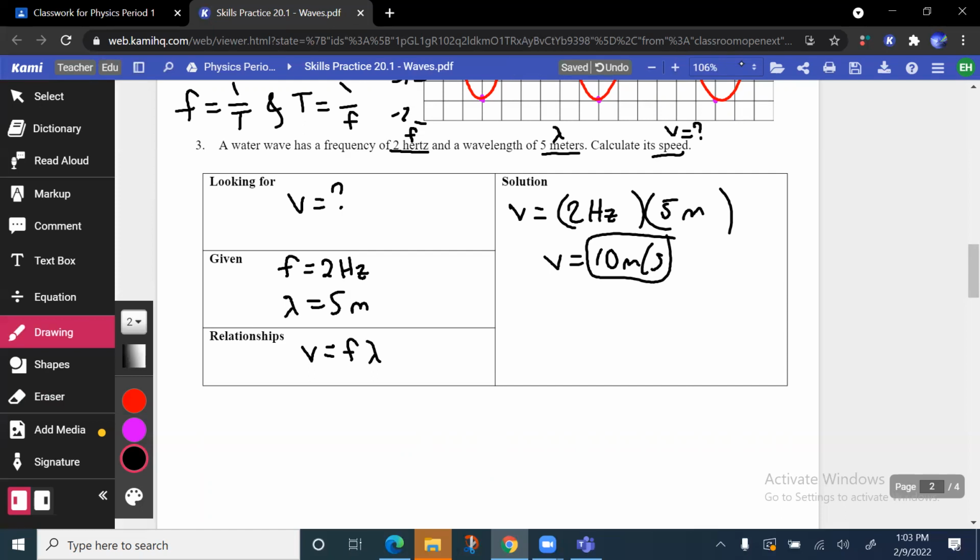Now, why meters per second? Well, if you remember, v is equal to frequency times wavelength, but that's the same thing as wavelength divided by period. Because remember, 1 over the period is the frequency. So the unit of wavelength would be meters, the unit of period would be seconds. So you can see how the unit of meters per second would still show up for speed.